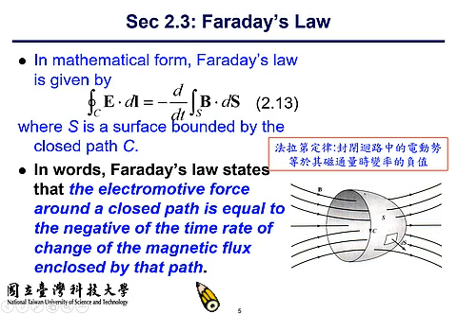So in Mandarin, the Faraday law says 在封闭回路中的感应电动势等于其磁通量时变率的负值。So the electro Faraday law says that the electromotive force around a closed path equals the negative of the time rate of change of the magnetic flux enclosed by the path.